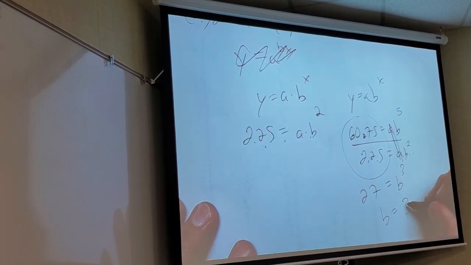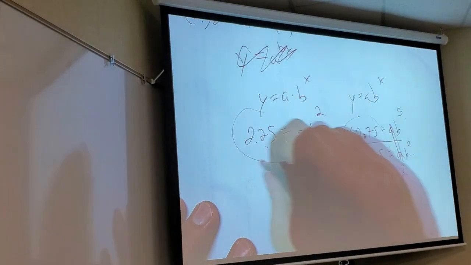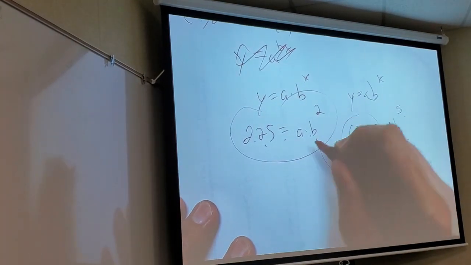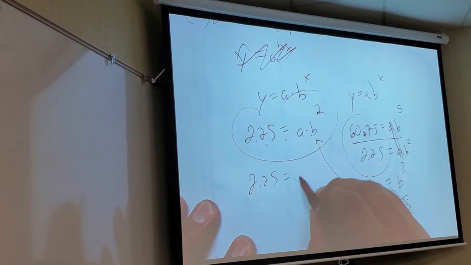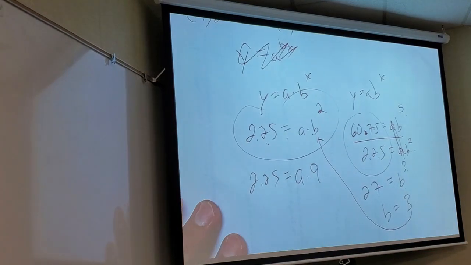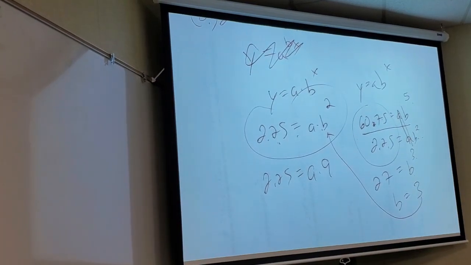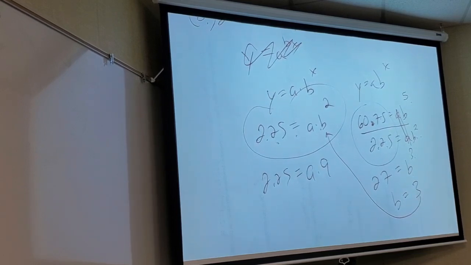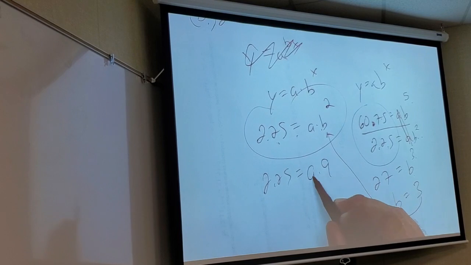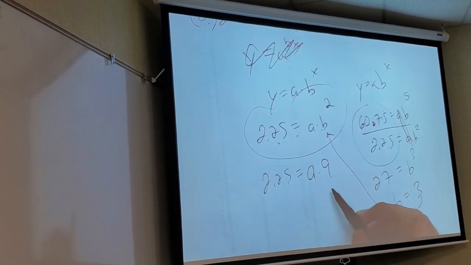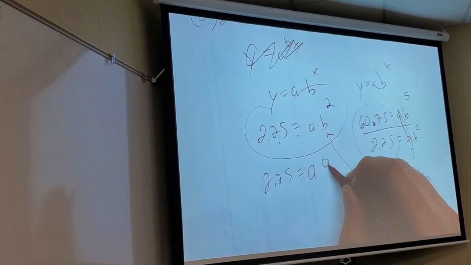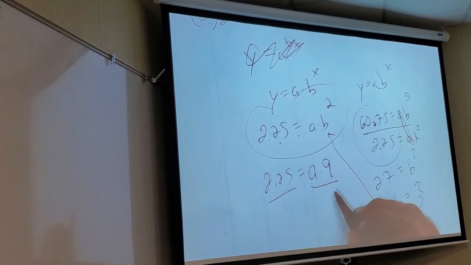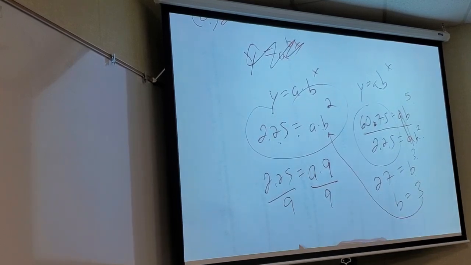And then plug that in. Now I could plug that into this equation, and now I have more information. So I get 2.25 equals A times 9, because I know what b is now. Sometimes I call it dominoes. Once you know one, the other falls, and now I can figure out the other one. Now to solve for A, I divide by 9, and then I'll figure out what A is.